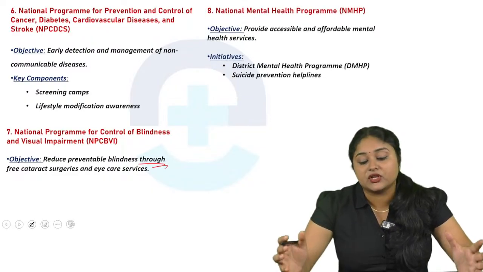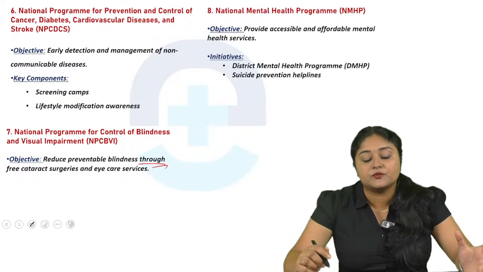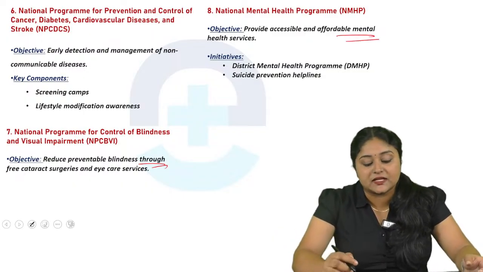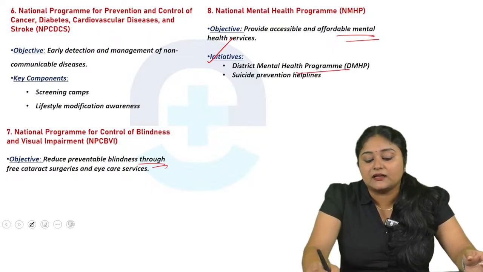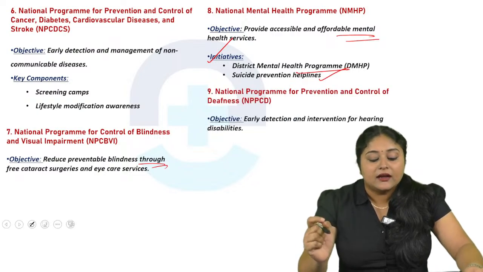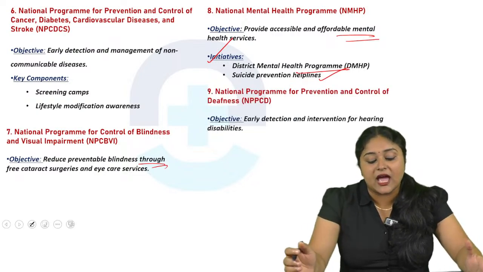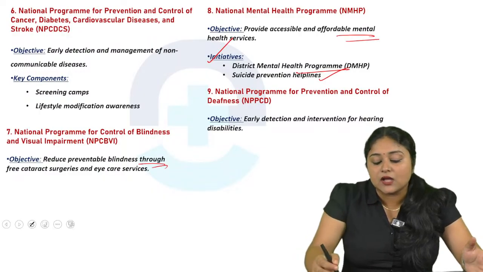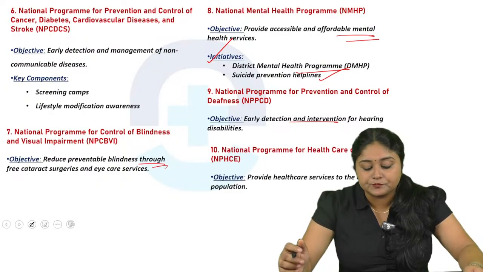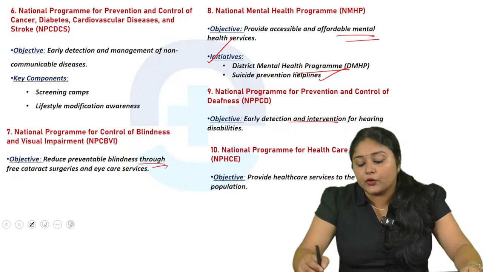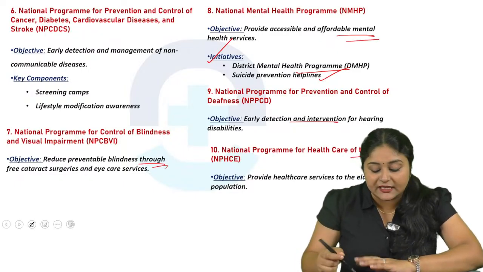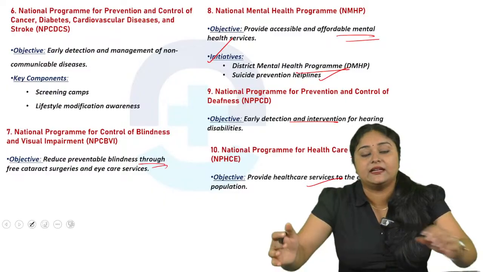Next is the National Mental Health Program, NMHP. The main objective is providing accessible and affordable mental health services. The initiatives are the District Mental Health Program, DMHP, as well as suicide prevention helplines. Now come to the National Program for Prevention and Control of Deafness. The objective is early detection and intervention for hearing disabilities. Next come to the National Program for the Healthcare of the Elderly, NPHCE. The main objective is to provide healthcare services to the elderly population.